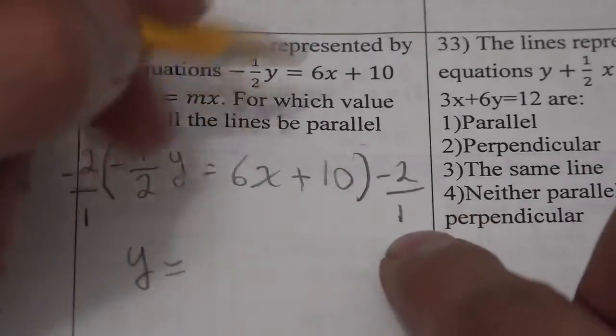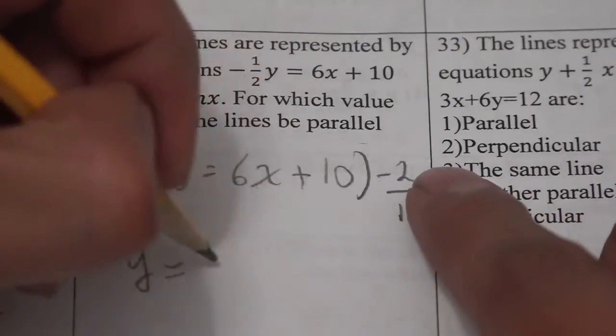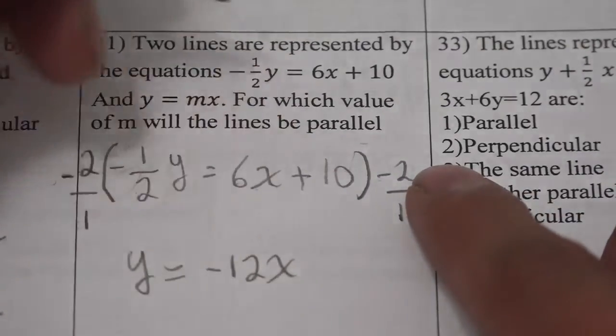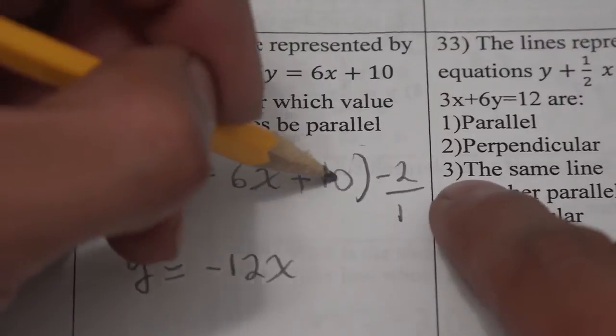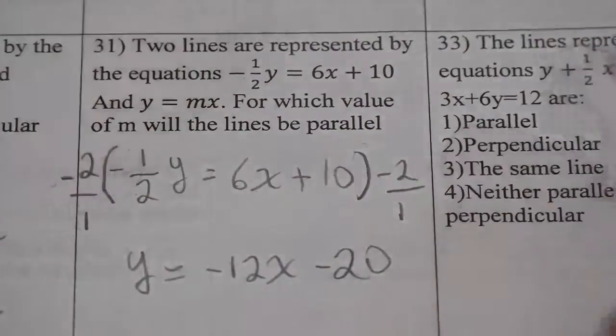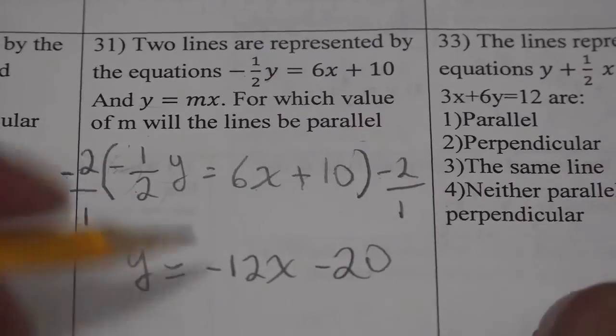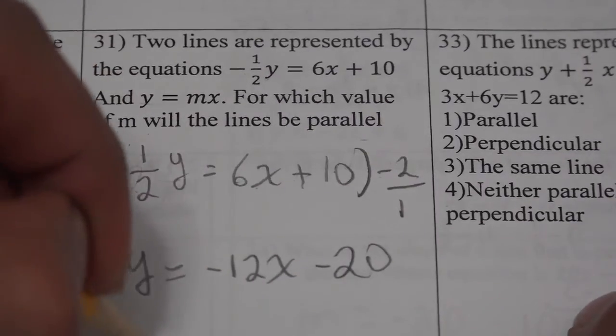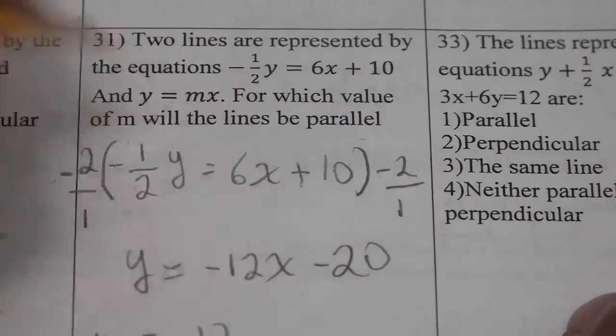under. But let's multiply. 6x times negative 2 is negative 12x, plus 10 times negative 2 is negative 20. Over 1, still negative 20. So the slope of this line is negative 12.